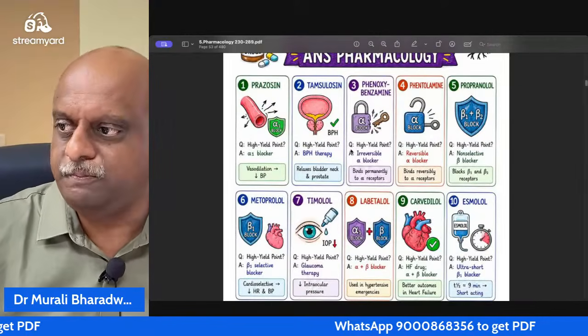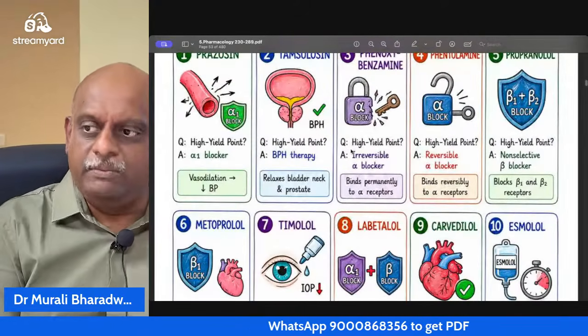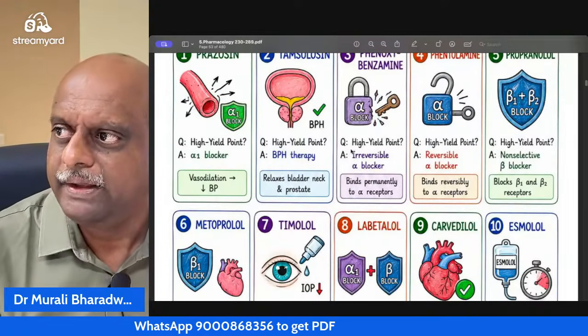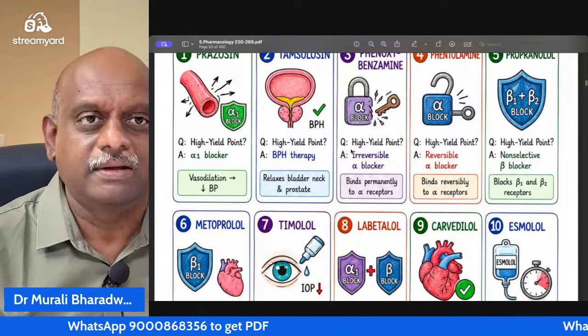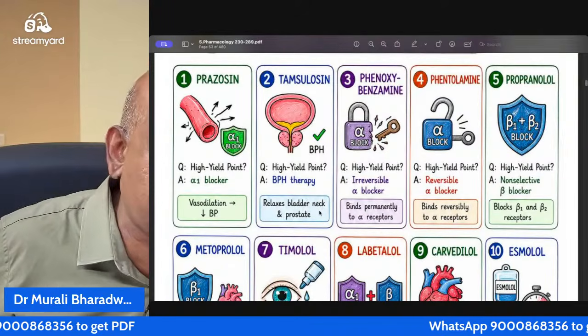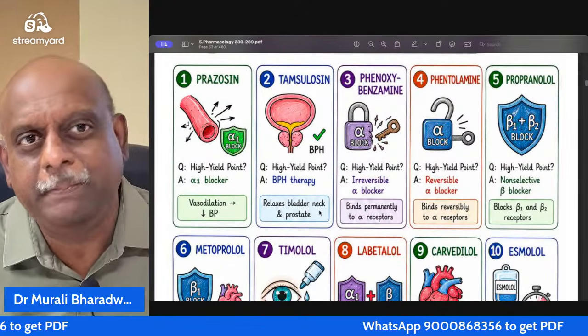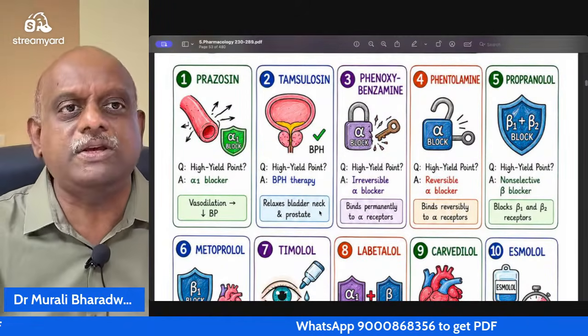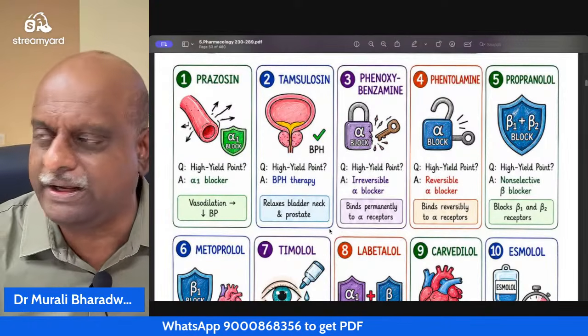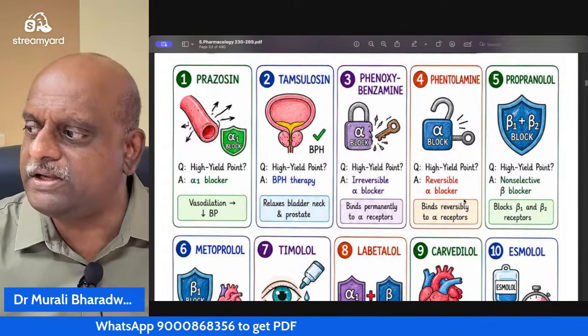Each of these drugs. Prazosin, an alpha 1 blocker, is used to decrease the BP. Tamsulosin is typically the one which relaxes the bladder neck and prostate, used for BPH. Phenoxybenzamine binds permanently to the alpha receptor, an irreversible alpha blocker. Phentolamine is a reversible alpha blocker.